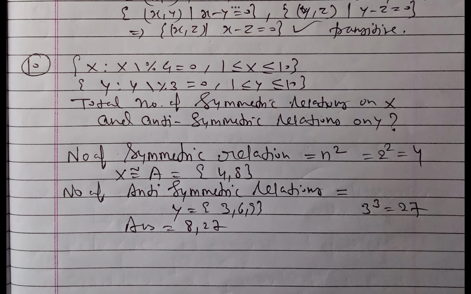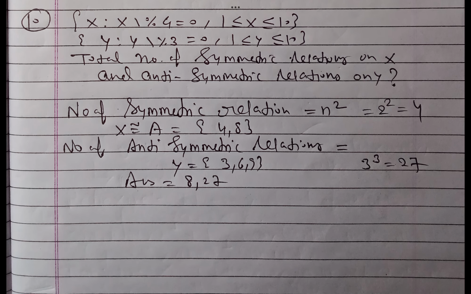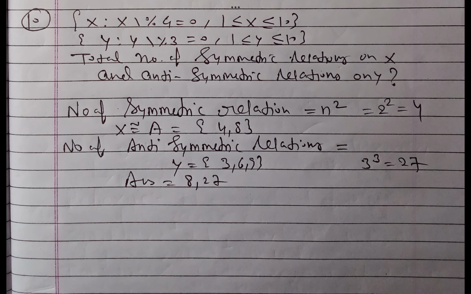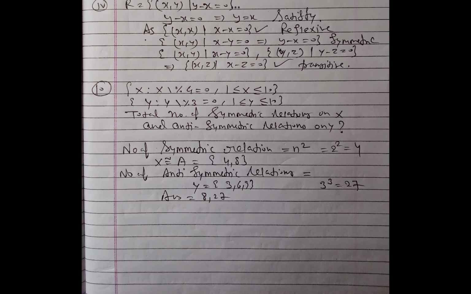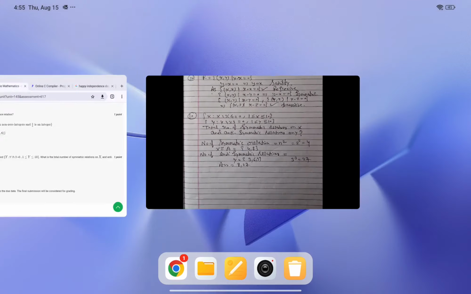Question number 10. Very interesting question. He has given a wrong question in number 10 because he has used two operators, so legally this is not correct. You should try to understand. Maybe both are division. So the total number of symmetric relations and the total number of anti-symmetric relations: the formula is this. n square, 2 to the power 4 is equal to 2 to the power 2, which is 4, and 2 to the power 3 to the power 3 is 27. The correct answer is 8 and 27. So these are all the solutions we have sent.